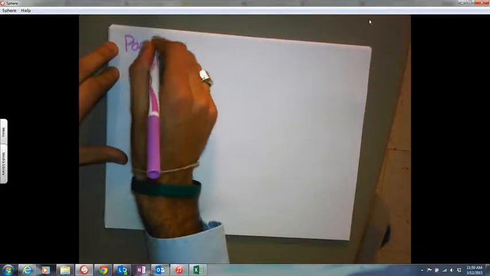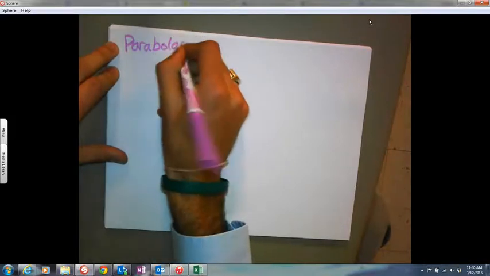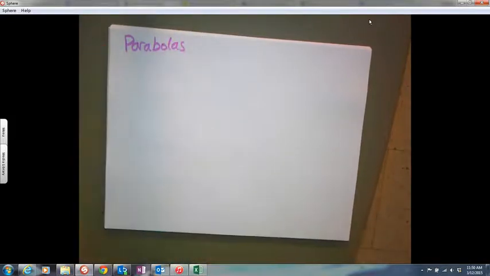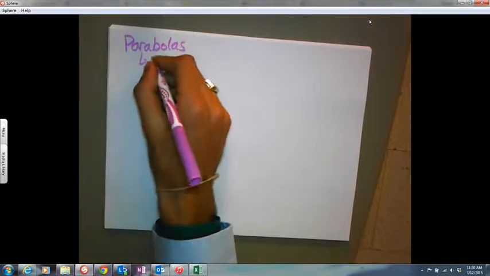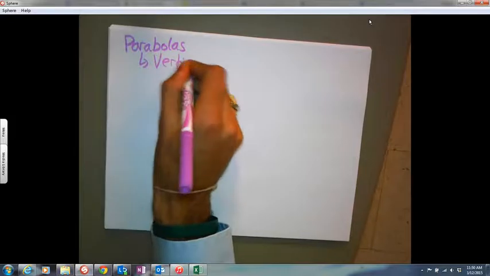All right, here we go. So let's talk a little bit on parabolas. You all have seen these before, but I'll just sort of expand on that a little bit. So there are two types of parabolas that we want to talk about here: horizontal and vertical. We'll start with vertical parabolas, the ones you are more familiar with.